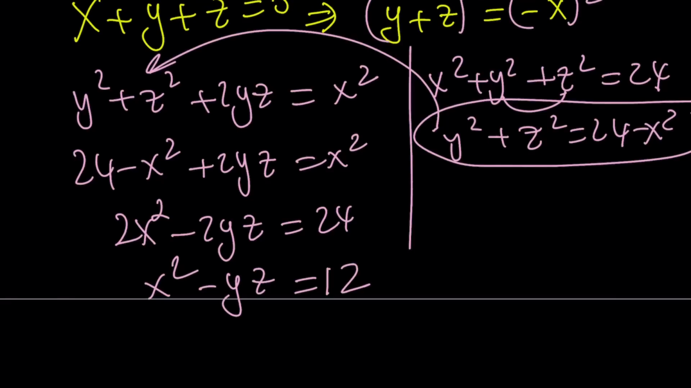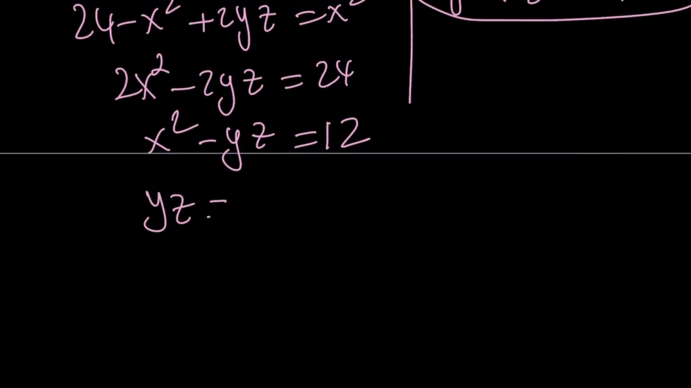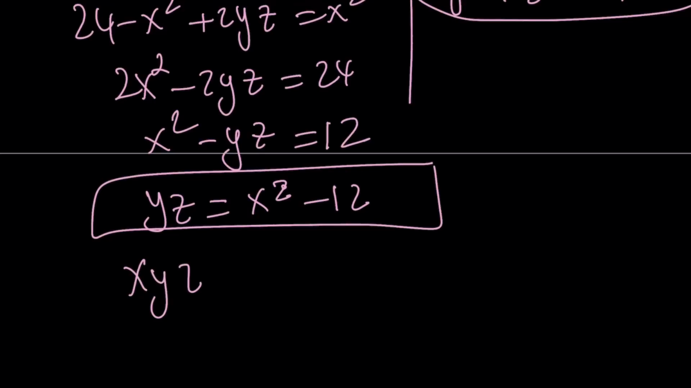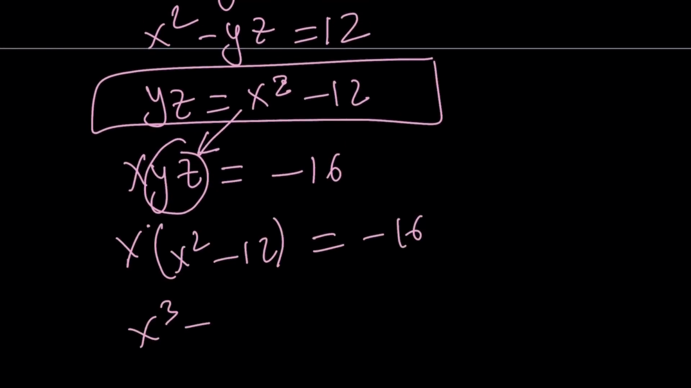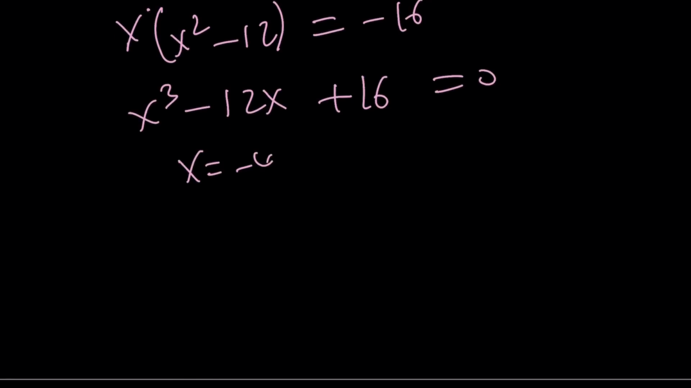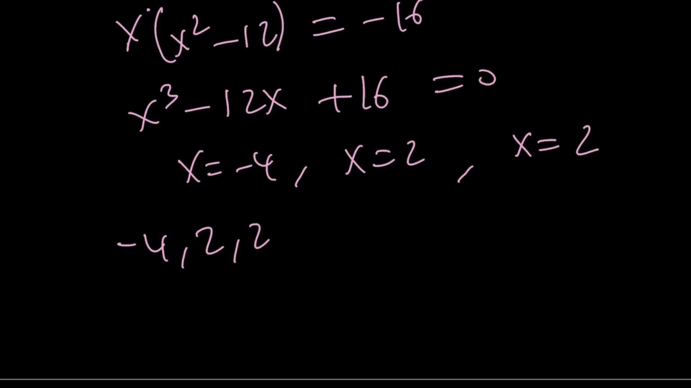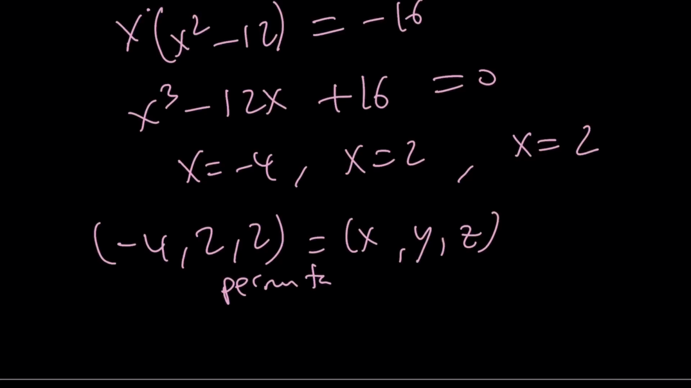Awesome. Okay, what can I do with this? I can isolate yz from here and write it as x squared minus 12. That's really cool because I do know xyz is equal to negative 16. If you replace yz with x squared minus 12, you get the exact same cubic equation. And guess what? Without further ado, I'm going to give you what the solutions to this equation are. And those solutions are going to be x equals negative 4, x equals 2, and x equals 2. But these can also be written as negative 4, 2, 2. That could represent xyz and its permutations, which you can again write as a set.